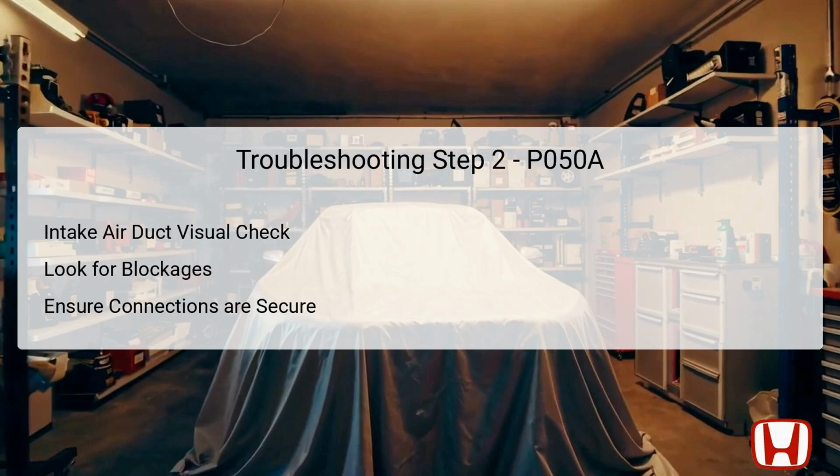This step requires a visual inspection of the intake air duct to ensure that there are no blockages or poor connections. The intake air duct plays a crucial role in channeling air from the outside environment to the engine. Any obstruction can severely impact airflow. Check for signs of physical debris or foreign objects lodged within the duct.